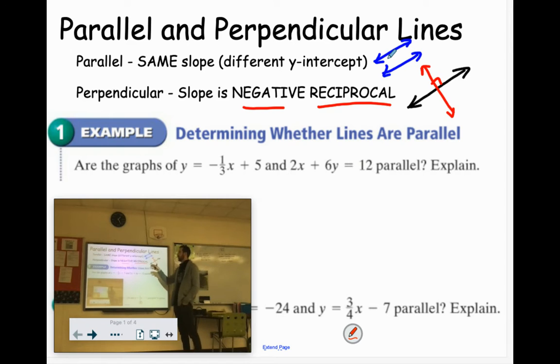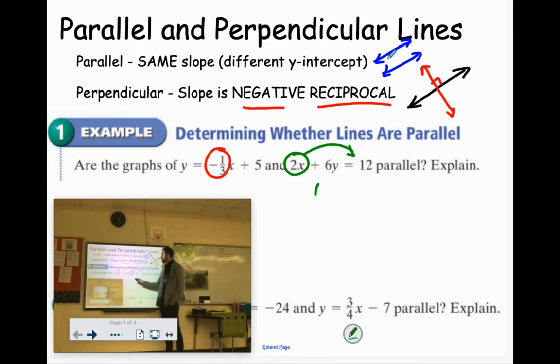Are the graphs of y equals negative 1/3 x plus 5 and 2x plus 6y equals 12 parallel? Explain. The big thing is, do they have the same slope but a different y-intercept? Now the first slope is negative 1/3. To figure out the slope of the second line, we got to get y by itself. So we know some tricks to move stuff around, like we can move 2x to the other side by subtracting it. So it'd be 6y equals negative 2x plus 12.